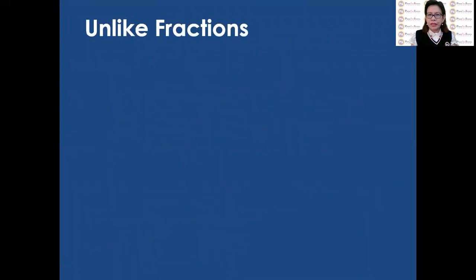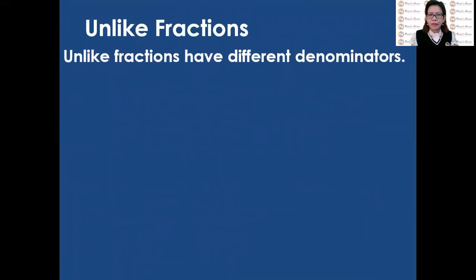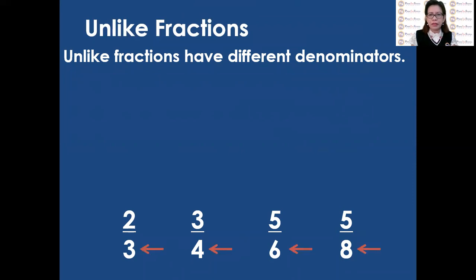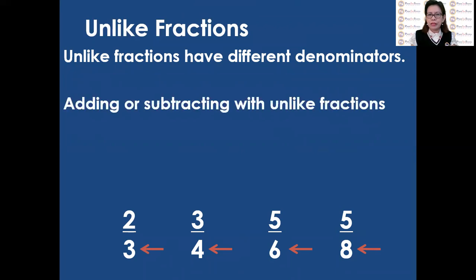What are unlike fractions? Unlike fractions are fractions having different denominators. Look at our example below here. 2 out of 3, 3 out of 4, 5 out of 6, and 5 out of 8. These four fractions have different denominators. Therefore, they are unlike fractions.